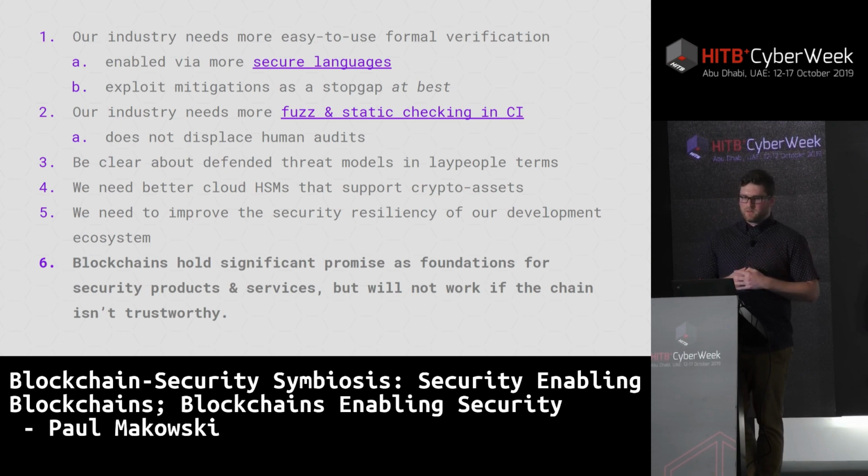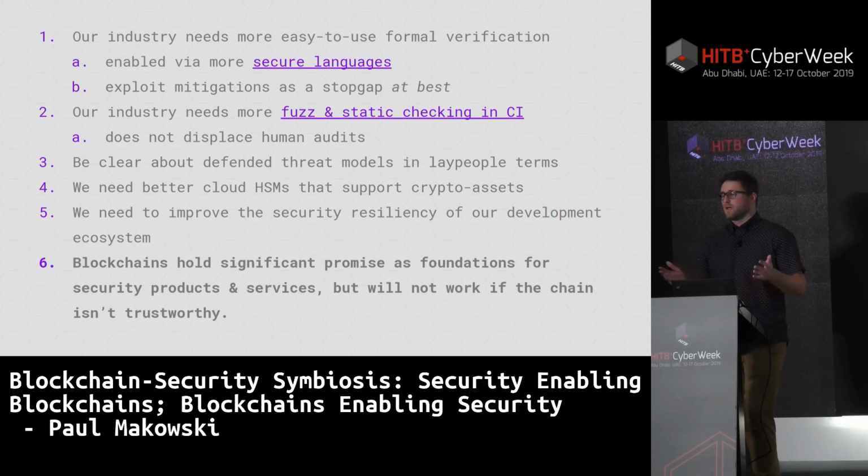We need to be clear about defended threat models and expressing those defended threat models in layman's terms. So, at least when I was building this slide deck and I was taking a look at Trezor's website, there was nowhere, at least prominent, that was saying, make sure you don't leave your Trezor at home or in a hotel room or something where somebody might come and physically access it, because that is not something we're defending against. We should be honest and upfront about those things and let people make informed decisions.